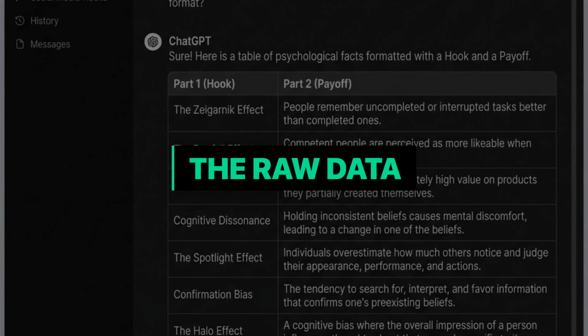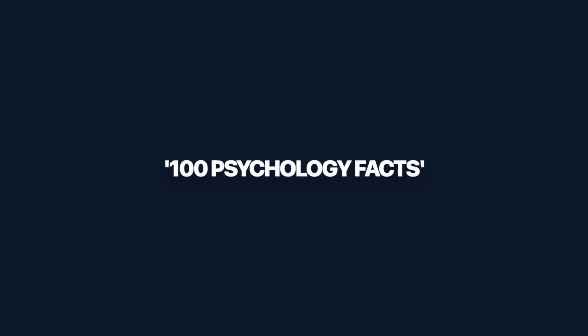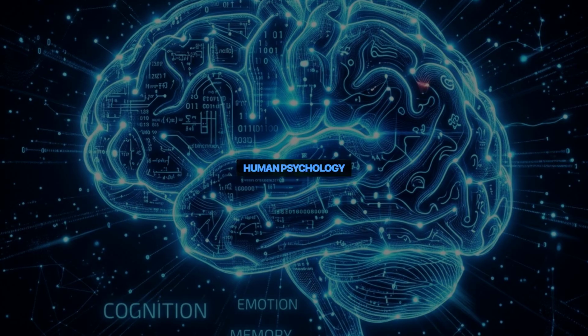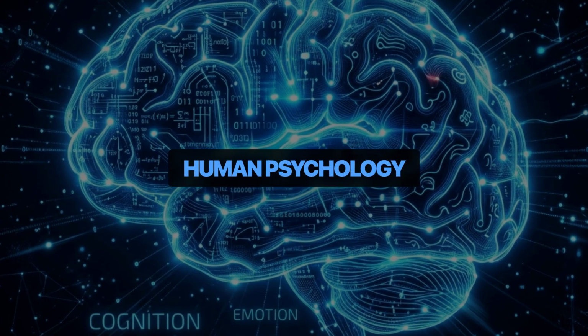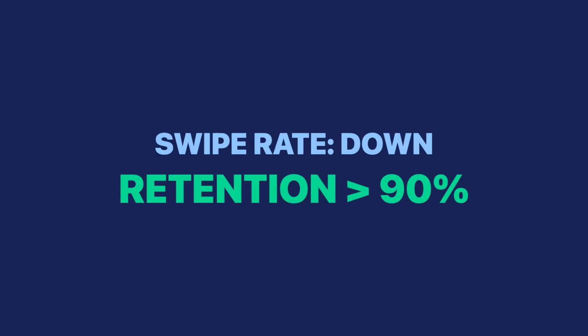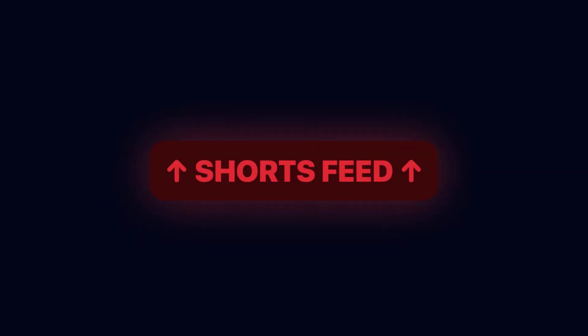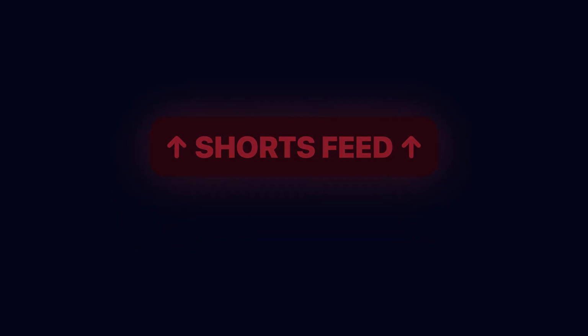First, we need the raw data. Go to ChatGPT and type in this exact prompt. Give me 100 psychological facts divided into 2 columns. Part 1 for the hook and Part 2 for the payoff. Why facts? Because human psychology dictates that people have to stick around to read the second part. This drops your viewer swipe-away rate and pushes your retention over 90%. When retention spikes, the YouTube algorithm aggressively pushes your video into the Shorts feed.